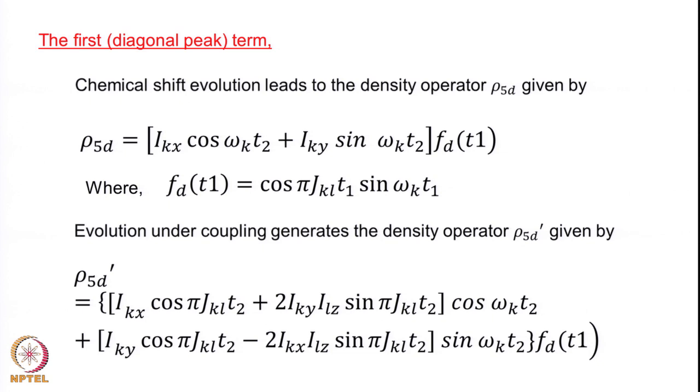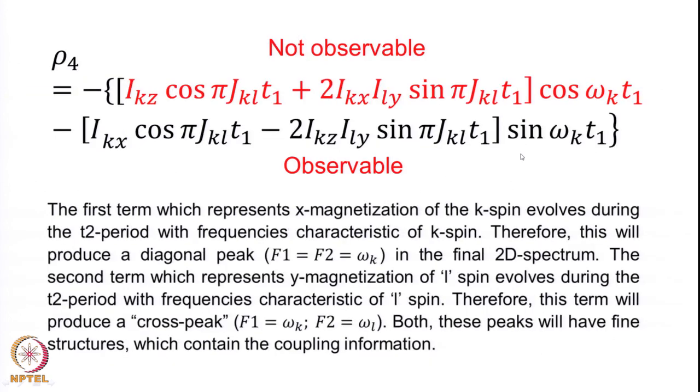Let us first consider the diagonal peak term. The diagonal peak is arising from IKX, the first term in this observable part. So a chemical shift evolution leads to the density operator rho 5d. This is during the T2 period. So I call this rho 5d, and this is IKX cosine omega K T2 plus IKY sine omega K T2, and the entire modulation of the T1 evolution I simply write as FDT1, and FDT1 is cosine pi JKL T1 sine omega K T1. So you recall back, that is just this cosine pi JKL T1 and sine omega K T1. So I call this FDT1.